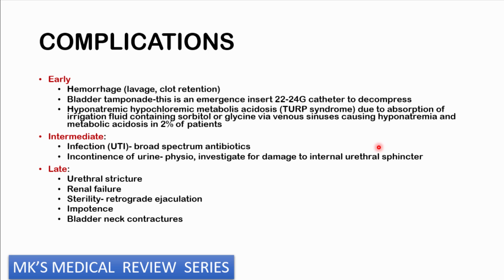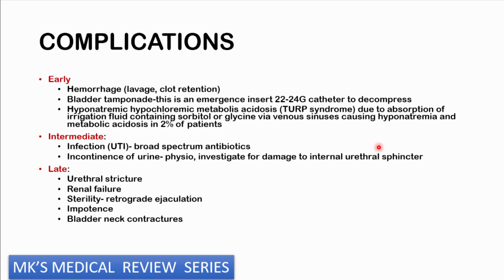Early complications include hemorrhage, which can be due to clot retention. You may have bladder tamponade. This is obviously an emergency, so you should insert a 22 or 24 G catheter to decompress. You may also get hyponatremic, hypochloremic metabolic acidosis, which is known as a transurethral resection of the prostate syndrome, which is due to absorption of the irrigation fluid that's going to be containing sorbitol or glycine via the venous sinuses. This may cause hyponatremia and metabolic acidosis in 2% of the patients.